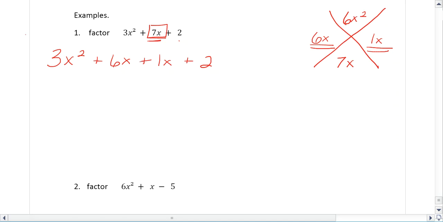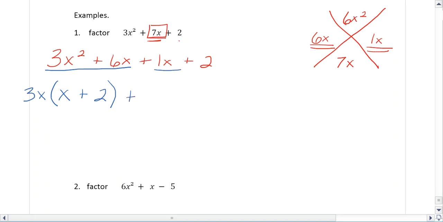So now this is where we factor by grouping. We group these two terms together and do their GCF. 3x squared and 6x share a factor of 3, and they share a factor of x. So if we GCF that out, 3x squared divided by 3x is just x. Keep your plus sign. 6x divided by 3x is 2. Again, this is a plus sign, so we keep it.